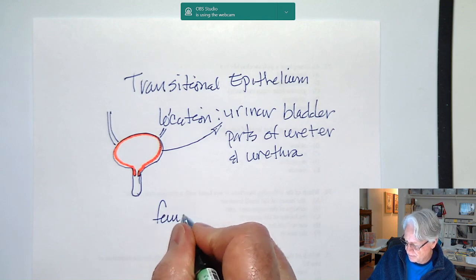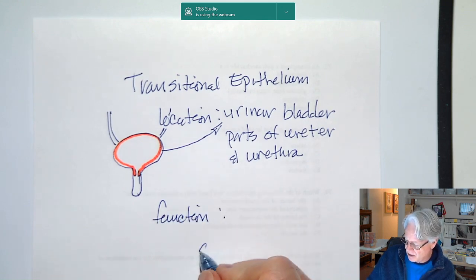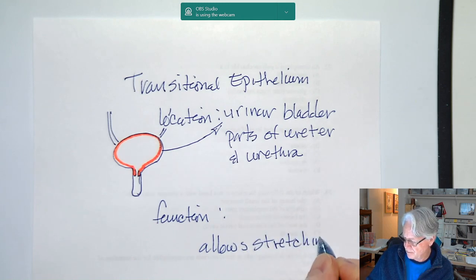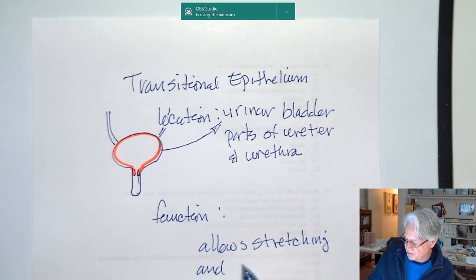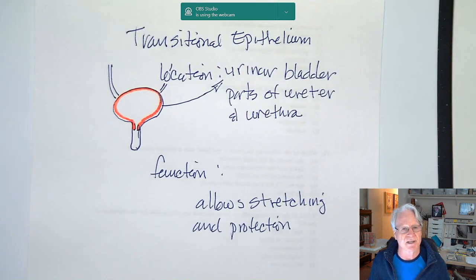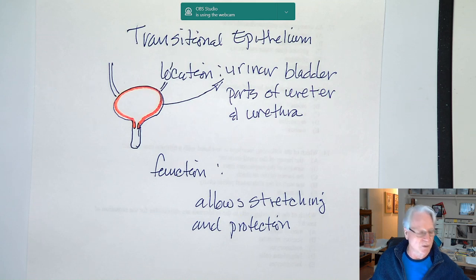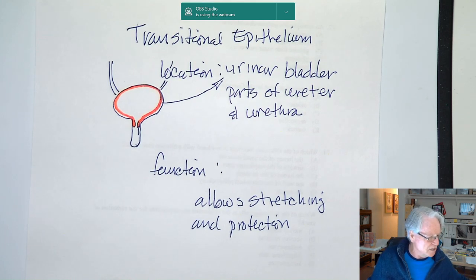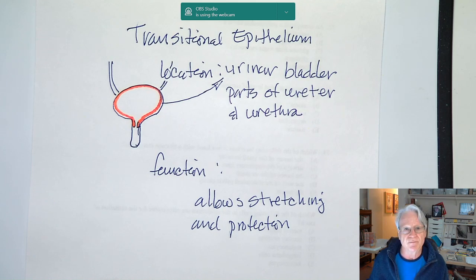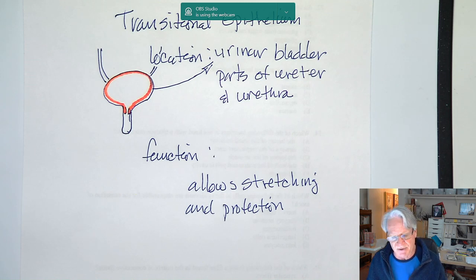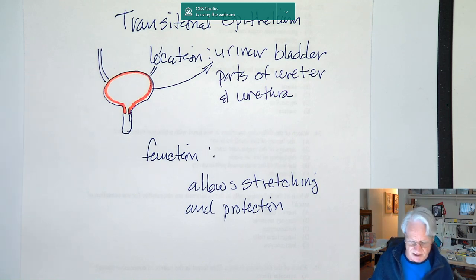Function: allows stretching and also provides protection. One of the things that you may not realize is that when you produce urine, it could be very acidic at times, depending on what you're eating. As a result, where you're storing that material can actually come under a lot of stress from a very acidic environment. So a layer of mucus sitting on top of these cells will protect them from that acidic environment.